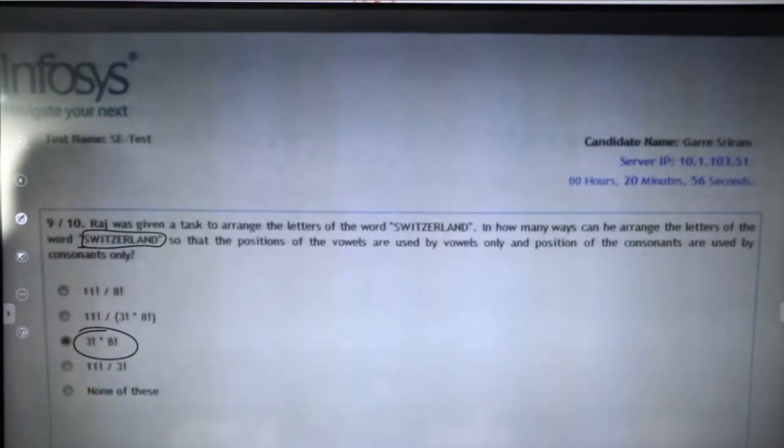The word PACIFIC: how many ways are there such that C should be first? I'll just leave that one for now.